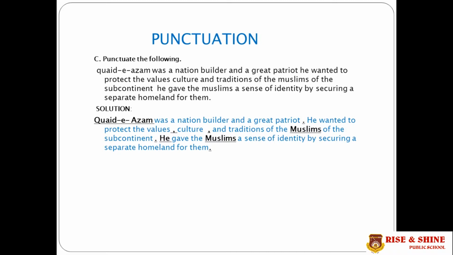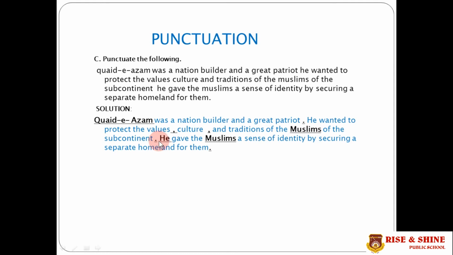Qaid Azam is a proper noun, so we write it with a capital Q, and for Azam, a capital A. Was a nation builder and a great patriot. Here the sentence ends. This is the end of a declarative sentence, so we put a full stop here. He wanted to protect the values, culture and traditions of the Muslims. Here the list of words is given: values, culture. After values, you put a comma, then culture, then again a comma, and the traditions of the Muslims. Muslim is a proper noun. You see that proper nouns are also written with capitals, so Muslims must have a capital M, of the subcontinent. Here again the declarative, assertive sentence ends, so we put a full stop.